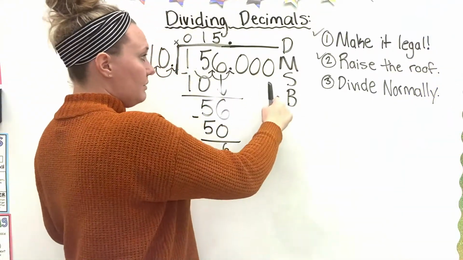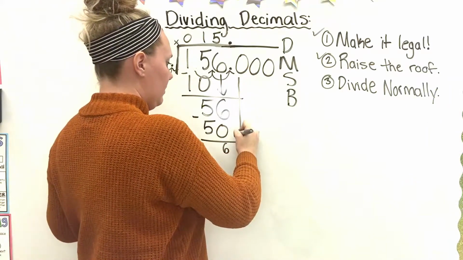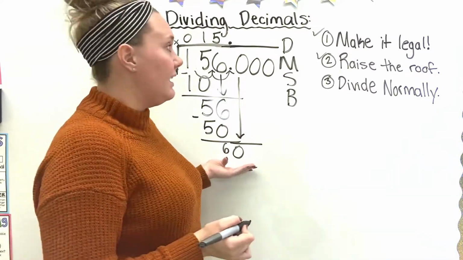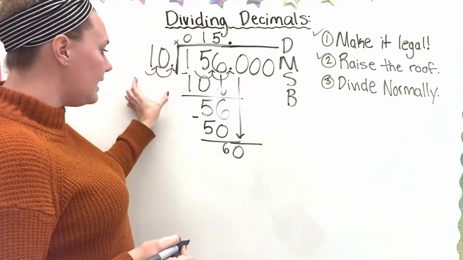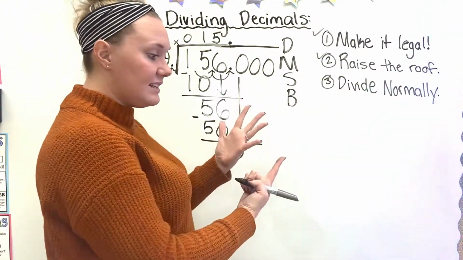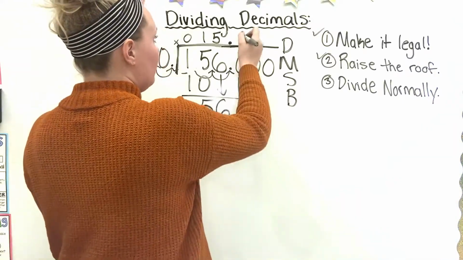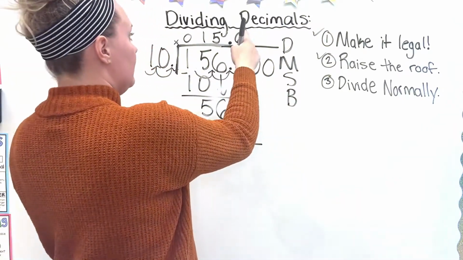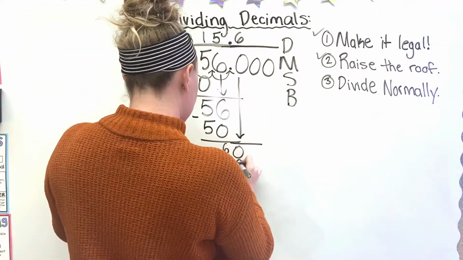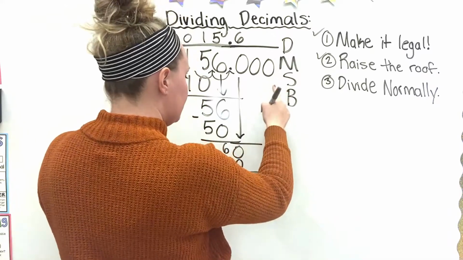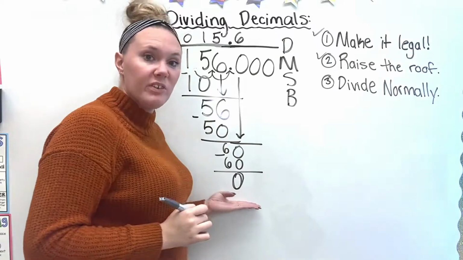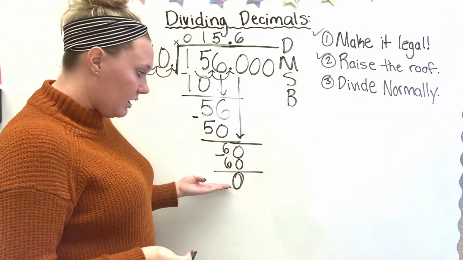I was subtracting, now I'm gonna bring down this 0 right here. Oh, look, now I have 60. Now I can say, how many times will 10 fit into 60? Well, that's easy. 10, 20, 30, 40, 50, 60. 6 times. So I'm going to put my 6. Now I'm going to multiply 6 times 10. Well, that's 60. Subtracting is next. 60 minus 60 is 0. And now look, it's prevented us from having a remainder. We got a remainder of nothing.